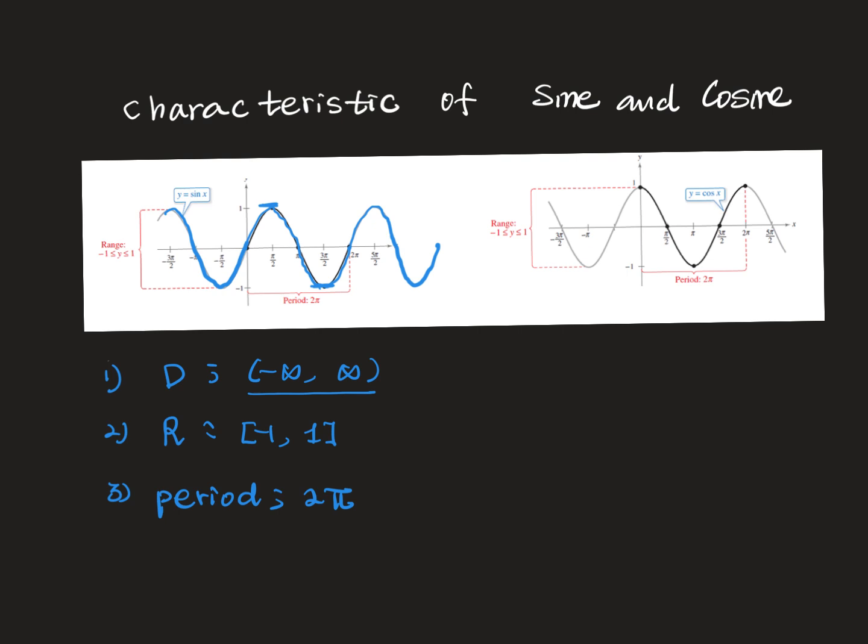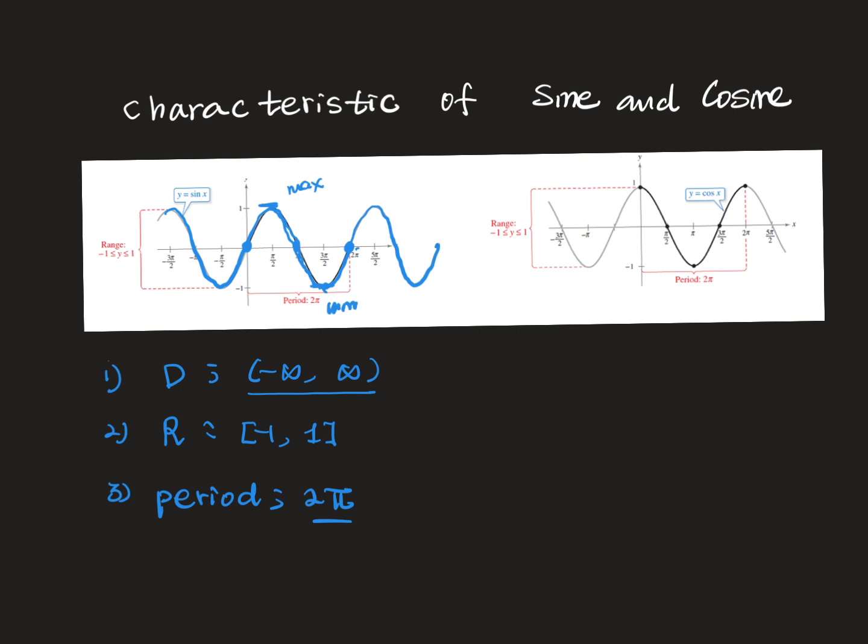Period: here is one cycle, one revolution, that's the 2 pi. What is the start point? 0 and 0. One cycle, 2 pi, goes back to 0. Go up to the maximum, then the middle, the minimum, and go back.